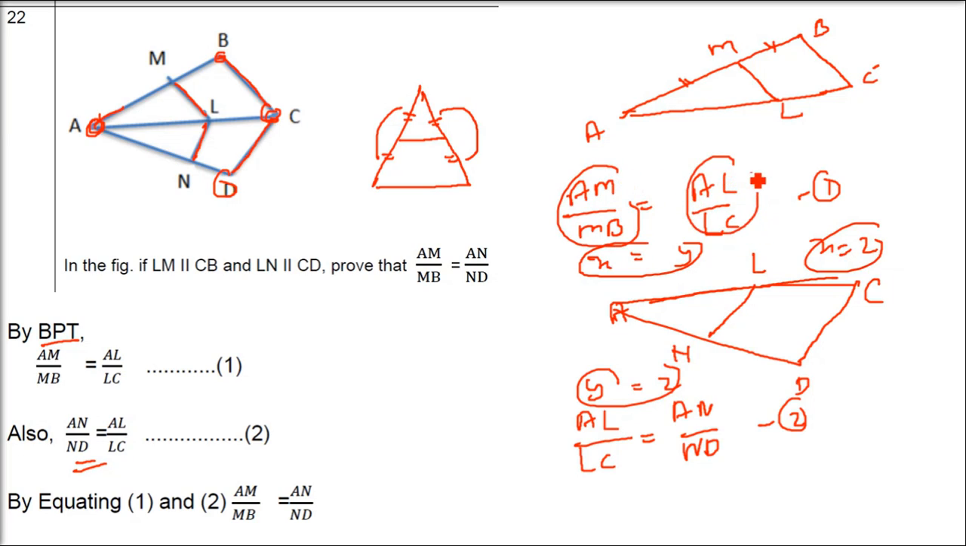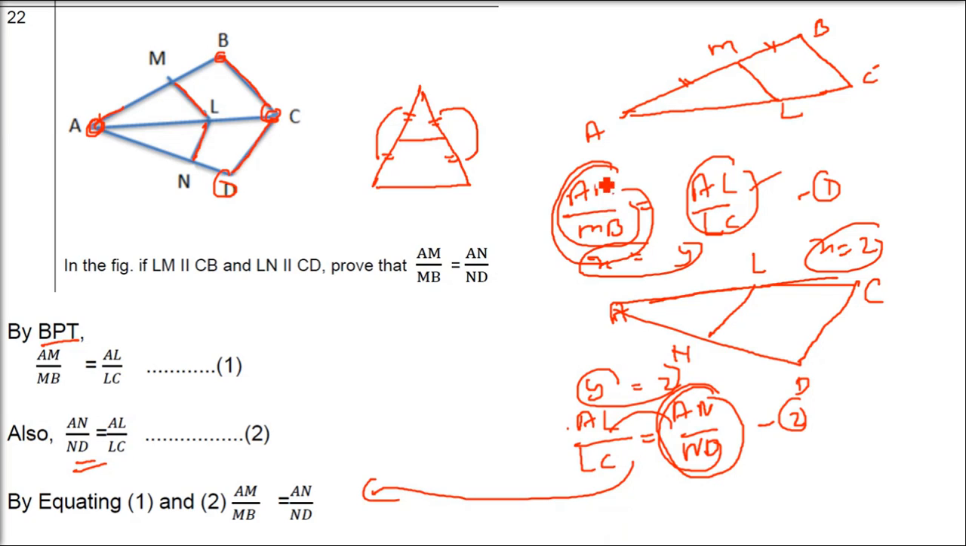By analogy, AM by MB is equal to AL by LC, and AN by ND is also equal to AL by LC. That is, AM by MB is equal to AN by ND. So this is equating, and this is how these two will be equal. This is how you have to write.